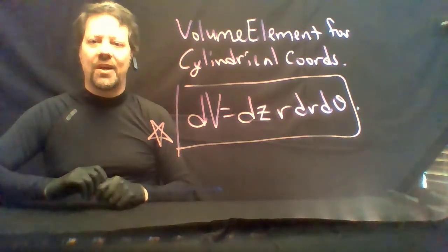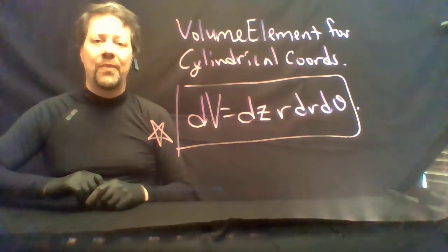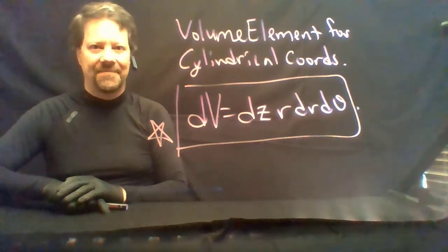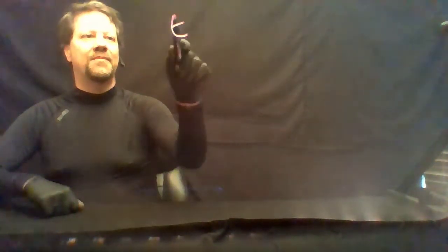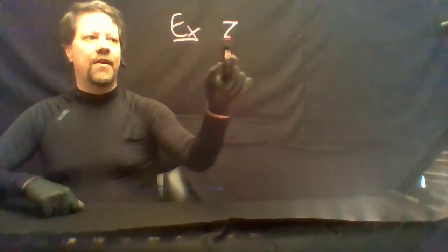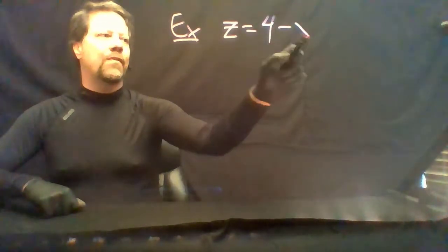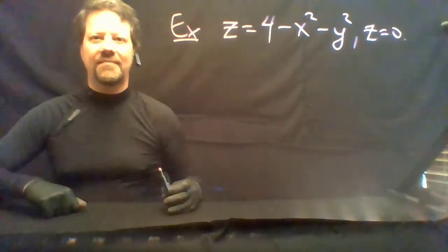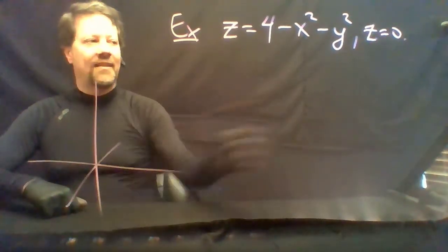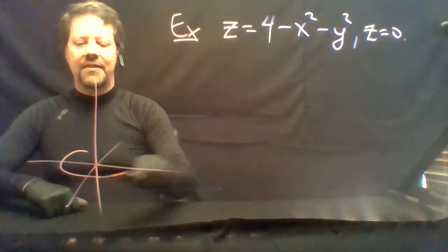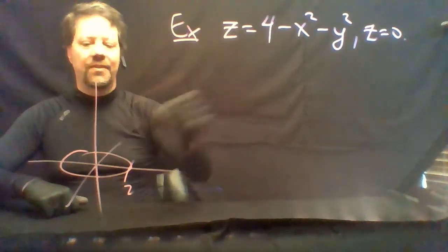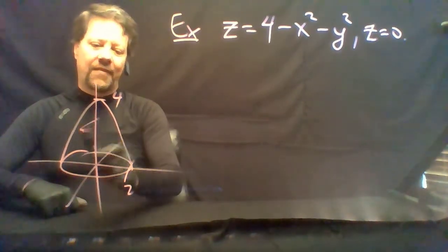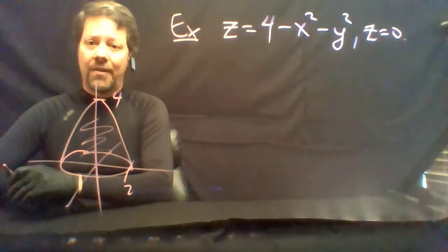Cylindrical coordinates are almost always great to use if the region that you're working with has rotational symmetry around the z-axis. So, for example, let's find the volume of the region bounded by z equals 4 minus x squared minus y squared and z equals 0. Here we have an elliptic paraboloid intersecting the xy plane in a circle of radius 2, peaking at a height of 4. Find an integral for the volume.